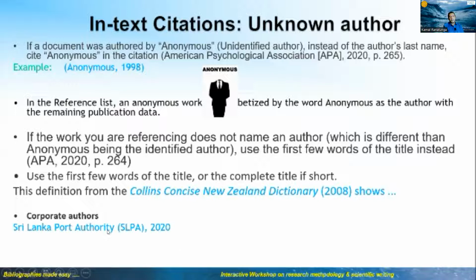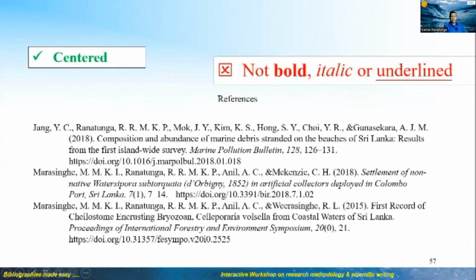If it is the Sri Lanka Port Authority, then instead of an author's name, you just use the institute's name. Many people put the term anonymous in this case, but nowadays not many people use it. Rather, they use the abbreviated version of the institute's name, or the abbreviated version of the title, or even part of the title, instead of the term anonymous.